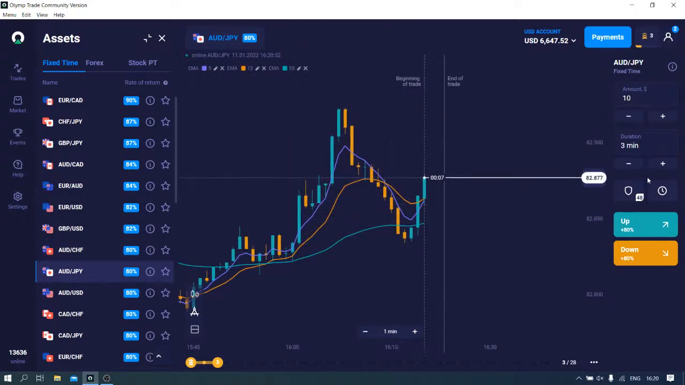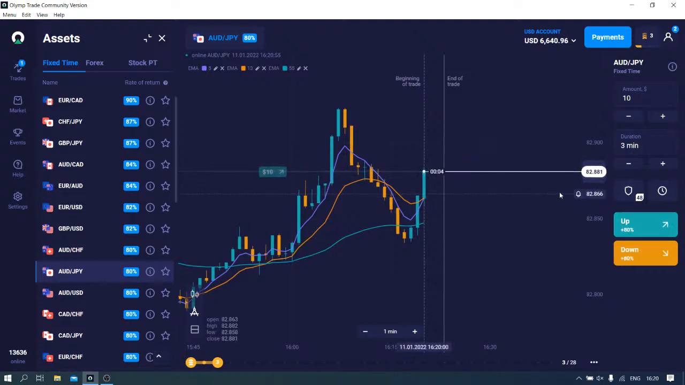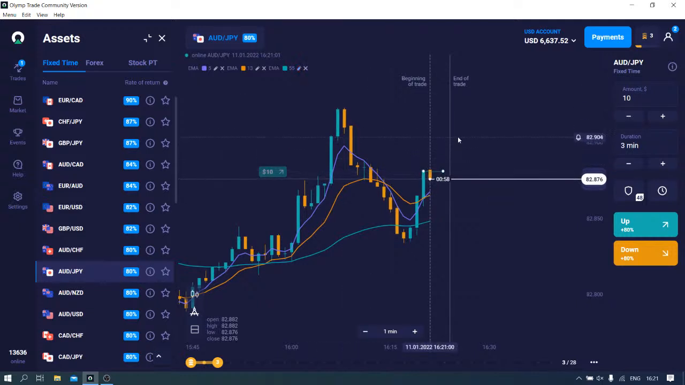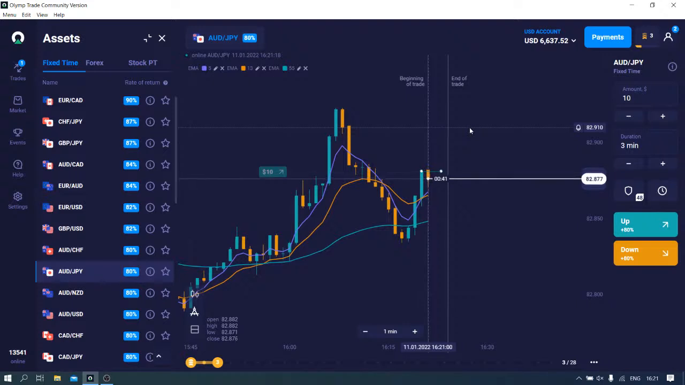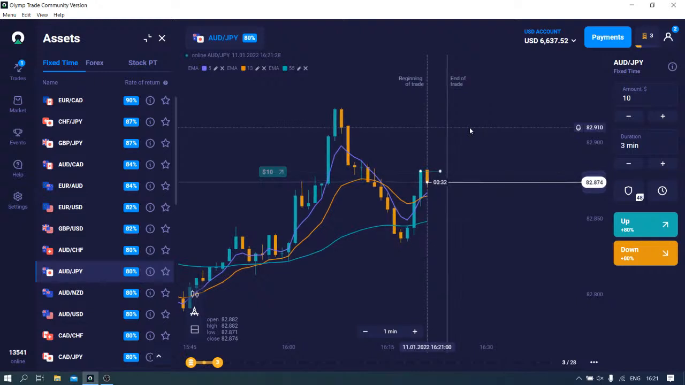Let's check another one. Well, this might be promising. This looks promising. Let me open a trade in an upwards direction here on the Australian dollar against the Japanese yen. At the moment, it has an 80% rate of return, so it's still enough for me. I open deals on assets having an 80% rate of return or higher. This is again included in my rules. If the profit rate drops below 80, then I prefer to skip these pairs and concentrate on more profitable ones.